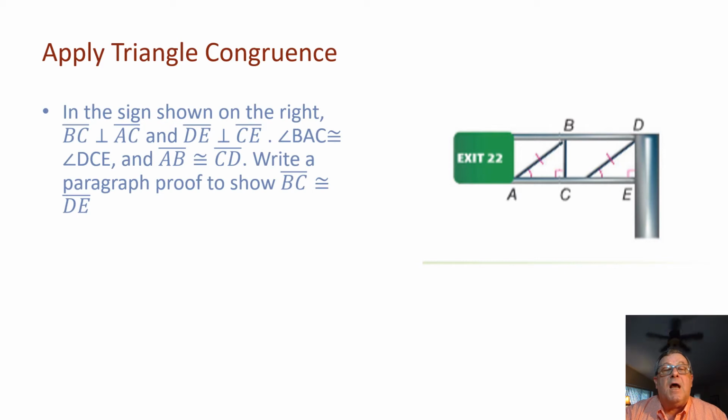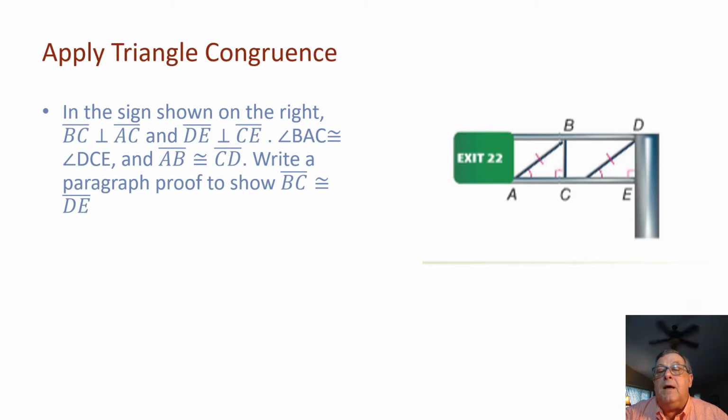All right, in the sign shown on the right, segment BC is perpendicular to AC, and segment DE is perpendicular to CE. Now, one of the ways we know that it's perpendicular is this right angle right here, because if two lines intersect at a right angle, they are perpendicular. Okay, let's go on with our givens.